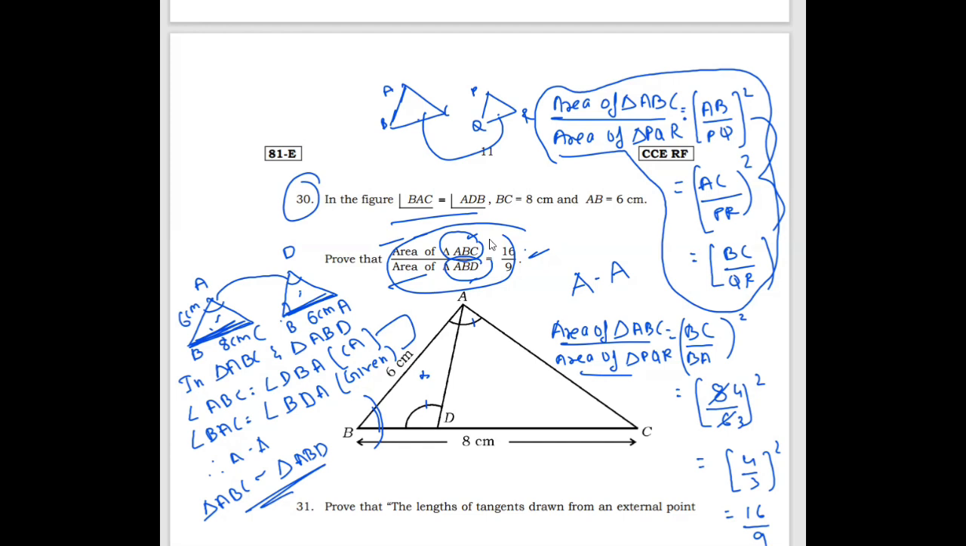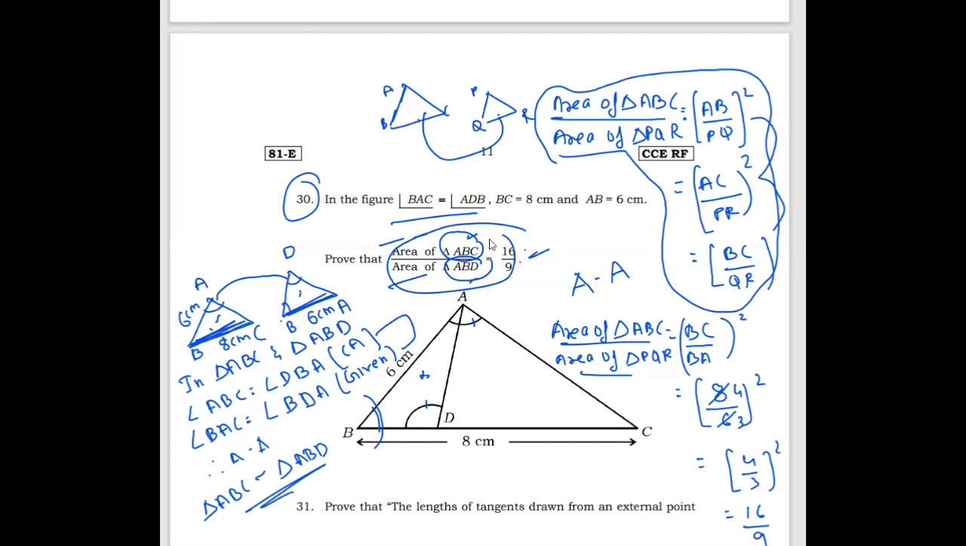Two concepts: angle is one concept, area ratio theorem is the second concept, so these both concepts I'm using here. So now the evaluator, the question paper setter, is happy: okay, I've asked questions based on all the four concepts, that means I have not left any concepts that should be asked in the examination.